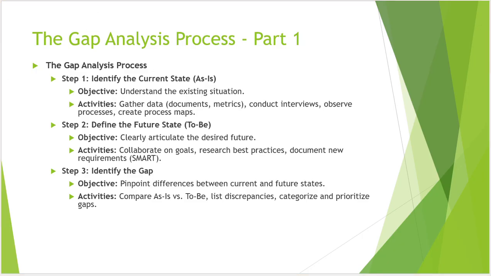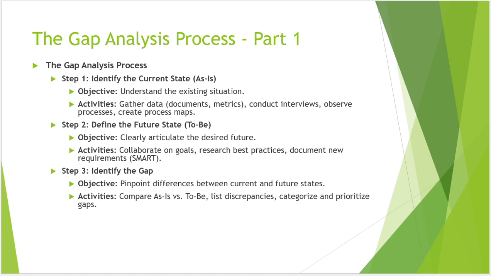So identify the current state. What is the as-is stage? How the process or how the system is currently working. What are the current objectives? What are the current goals? What are the current processes in the system? What are the current fields we are taking, to understand the existing situation in detail and in a 360-degree way. The activities we should do in that: gather the document matrix, conduct the interview, observe the process, create the process map, so we can understand how the current state works.